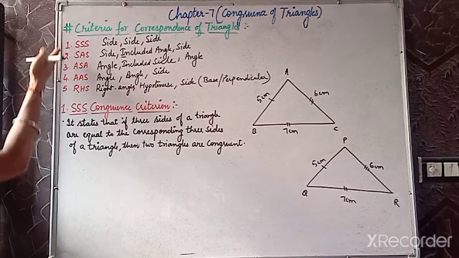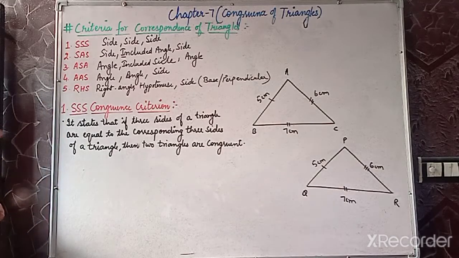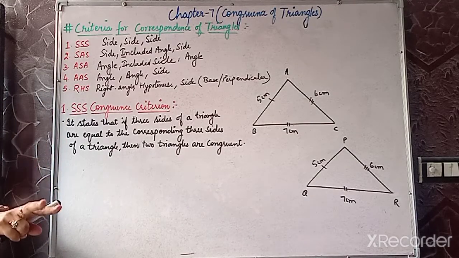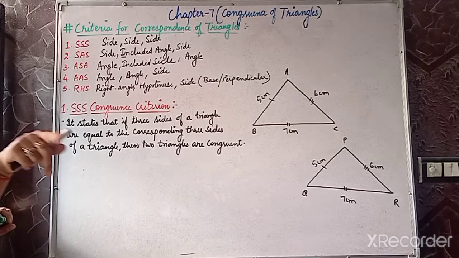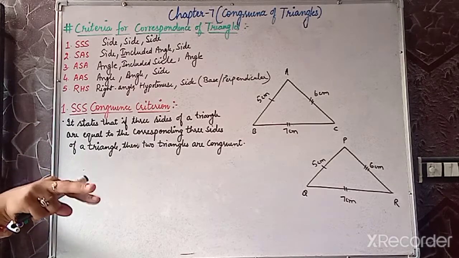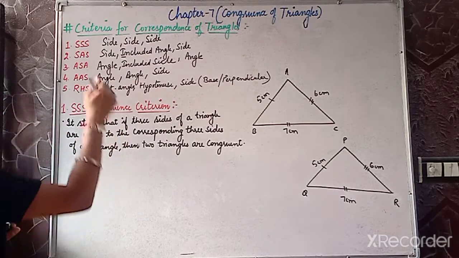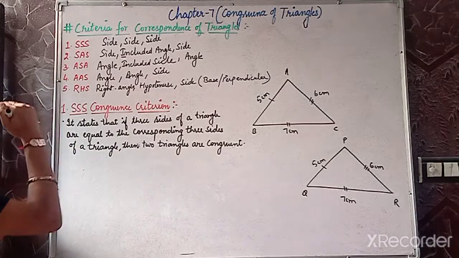Now you might be thinking, what is sir doing actually? Basically, these are the criteria. Like for a line segment, what was the criterion? The length must be the same. For a circle, the radius must be the same. For a rectangle, the length and breadth must be the same. For a square, the side must be the same. Similarly, for the triangle, we have 5 conditions.